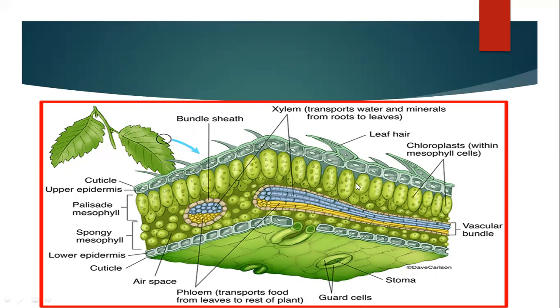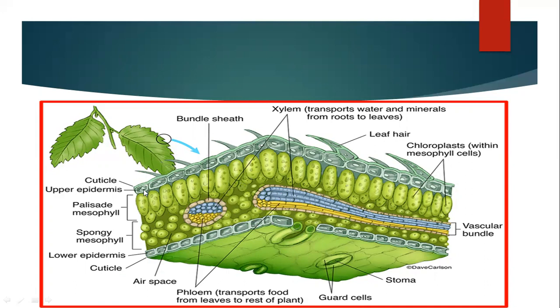In the case of the leaf, this is a vascular bundle, and you find that xylem is towards the upper surface and the phloem towards the under surface. Xylem is upper and the phloem is down. So if you get this picture, remember the blue color and yellow color. Blue is the xylem, towards the upper surface of the leaf, and this phloem is towards the lower part of the leaf.